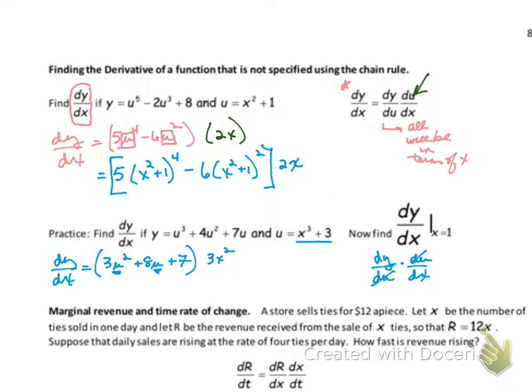So now let's clean this up. The correct final answer is 3 times, replace the u with x cubed plus 3, that's going to be squared, plus 8 times x cubed plus 3, plus a 7, and then all of this is multiplied by 3x squared. And that is your best answer for dy dx. Okay, so I think I'm going to do the marginal revenue on the next page.